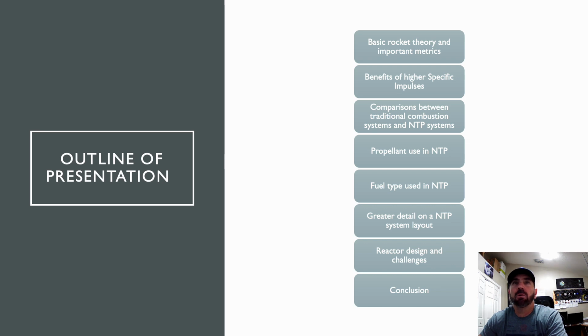Here's an outline about what we're going to discuss. First, we'll talk about basic rocket theory and some important metrics used, benefits of higher specific impulses, and what specific impulse is, comparison between traditional combustion systems and NTP systems, propellant used in NTP systems, fuel type used in NTP systems, greater detail on NTP system layout and reactor design challenges, and we'll finish up with a conclusion.